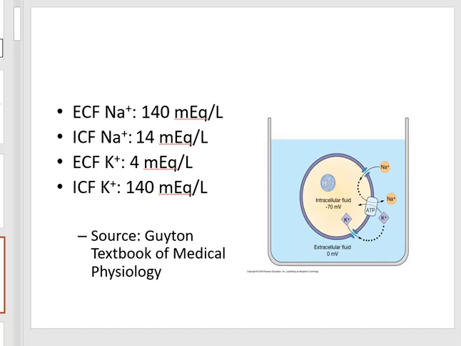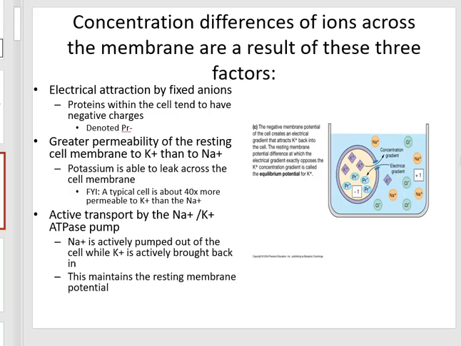But what I want to talk about is how those gradients are maintained. How is sodium maintained at a 10 times higher concentration outside the cell than inside? And how is potassium at a much more than 10 times greater inside than outside? So there are three reasons.